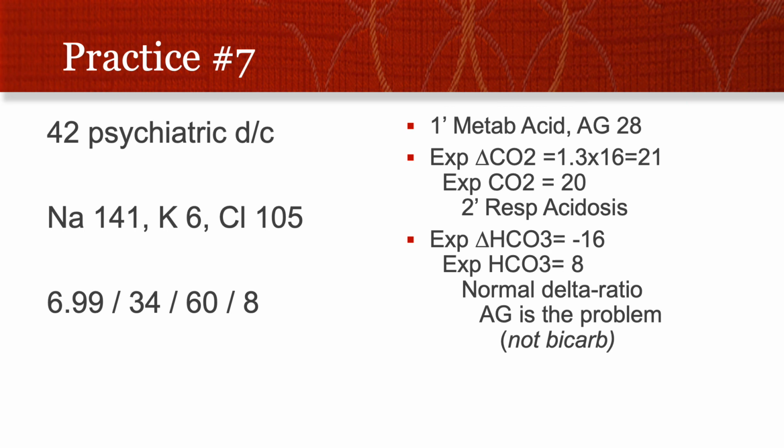Now, since we have a high anion gap, we have to do the delta ratio. Here, the anion gap is 28, or it's up 16 from where it should be. So the expected bicarb is in the opposite direction. And we expect the bicarb to be 24 minus 16, or 8. In this case, we have a normal delta ratio. And so the anion gap is the problem, not the bicarbonate. I don't remember what this patient ingested, but this was an ingestion of something.